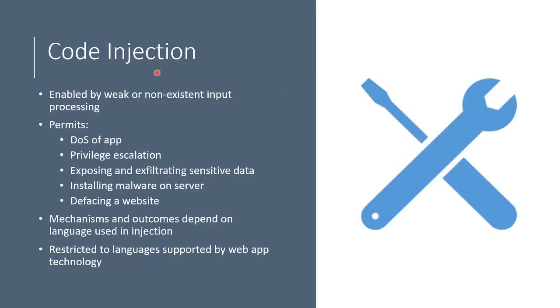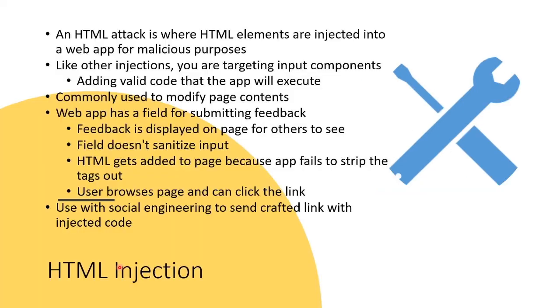So code injection here is enabled by weak or non-existent input processing. It can permit denial of service against the app, privilege escalation, especially exposing and exfiltrating, in other words, leaking out sensitive data, or installing malware on the server, or defacing a website. The mechanism, the output, depends on the types of languages that are used in the injection. So you obviously would focus on languages that are supported by web app technology.